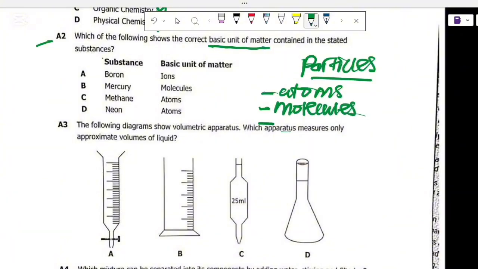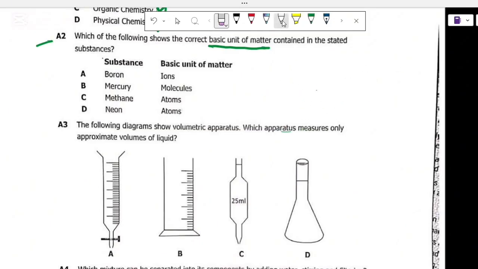And number three, ions. So basically, these three particles are the ones that make up matter: atoms, molecules, ions. But the next question is, if you understand that these are the particles that make up matter, what are atoms, what are molecules, and what are ions? So that's something that we need to discover. So how do we distinguish between these three particles?